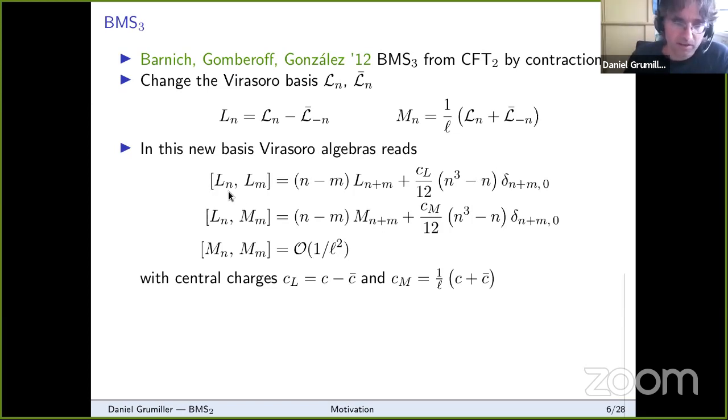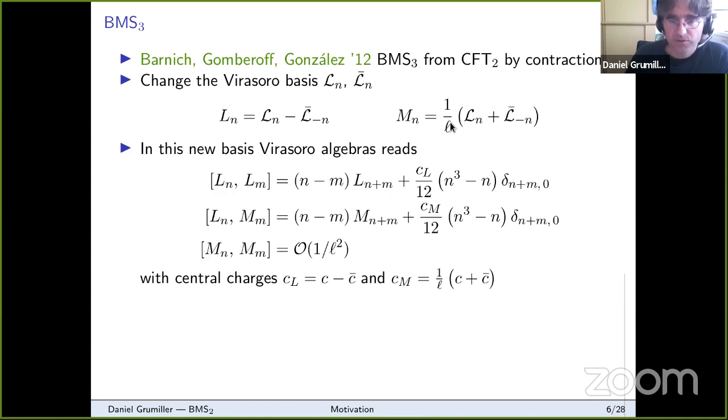So now I wrote commutators instead of Poisson brackets. So the first line looks just like an ordinary Virasoro algebra, or it is a Virasoro subalgebra, with a central charge that is the difference of the original central charges. That's because of this minus sign here. The commutator between L and M, so between the superrotations, if you want, and the supertranslations, looks on the right-hand side like a Virasoro algebra with a mixed central charge that is the rescaled sum of the original central charges.